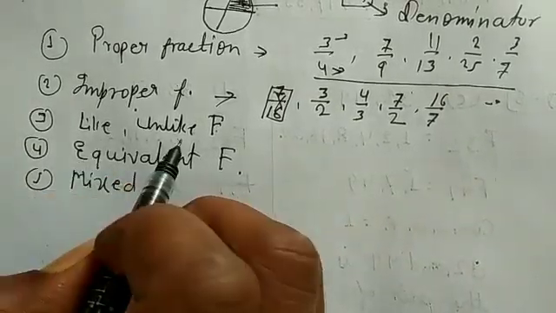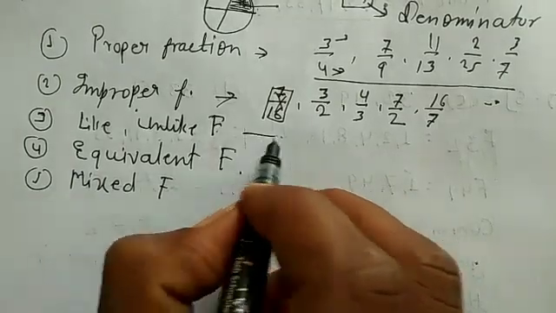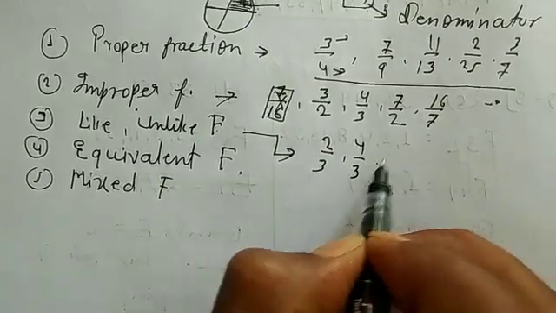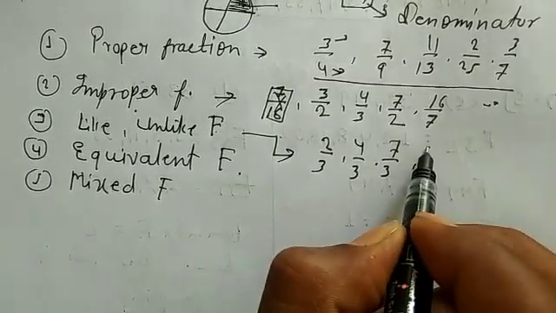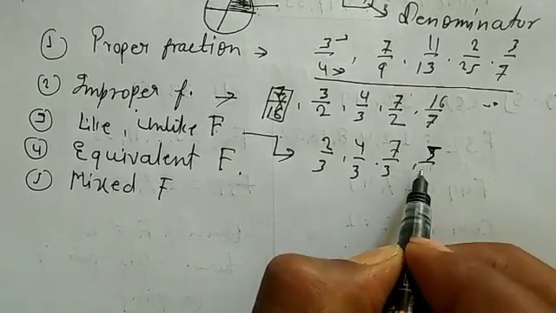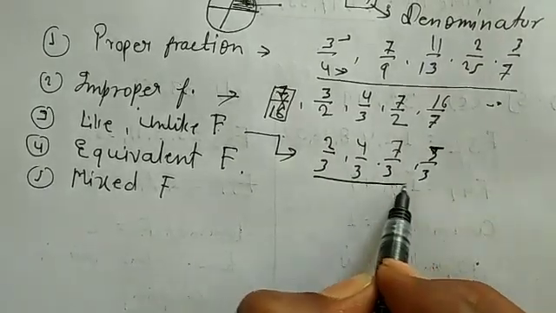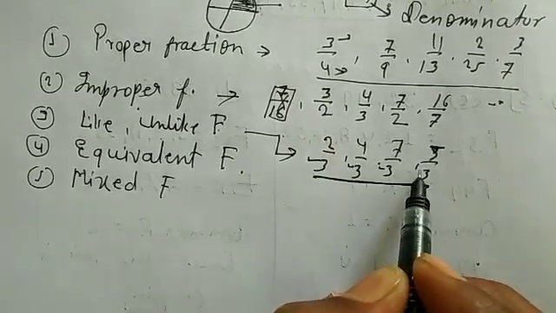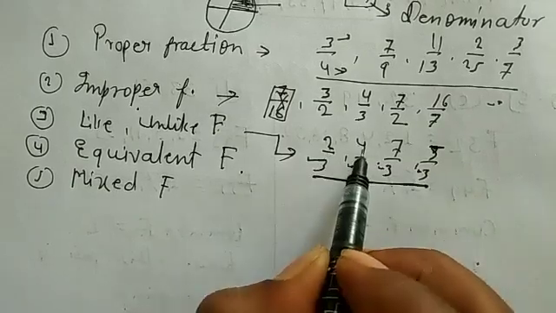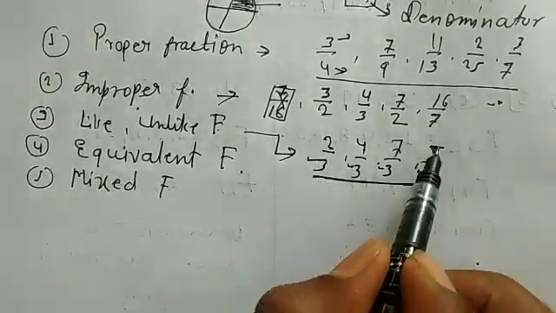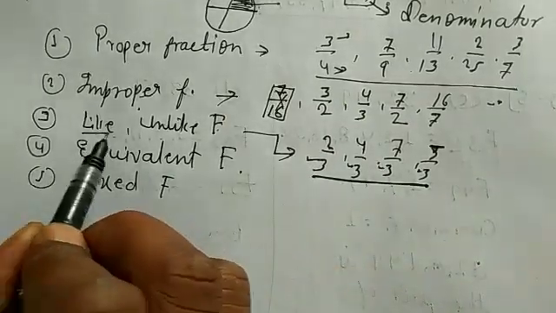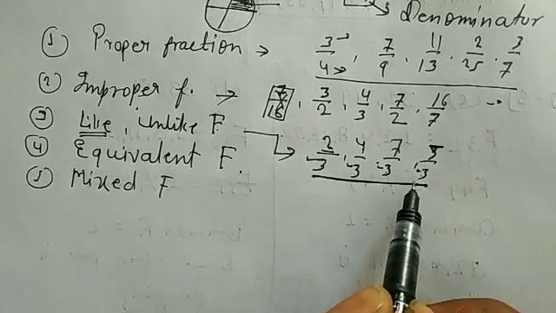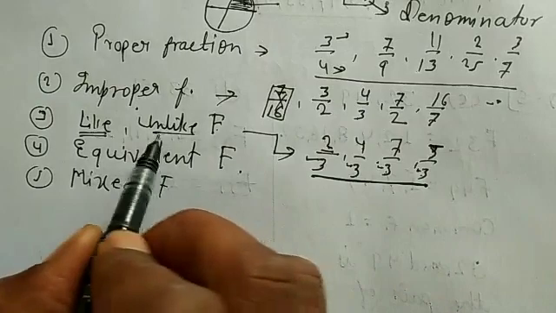Like fraction and unlike fraction: if we talk about two or more fractions, suppose these are 2 upon 3, 4 upon 3, 7 upon 3 and 5 upon 3. If the fractions, two or more, have the same denominators and different numerators, such types of fractions are called like fractions. And if the fractions have different denominators, they are called unlike fractions.